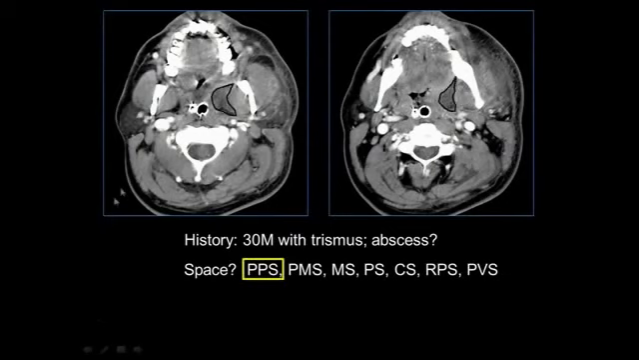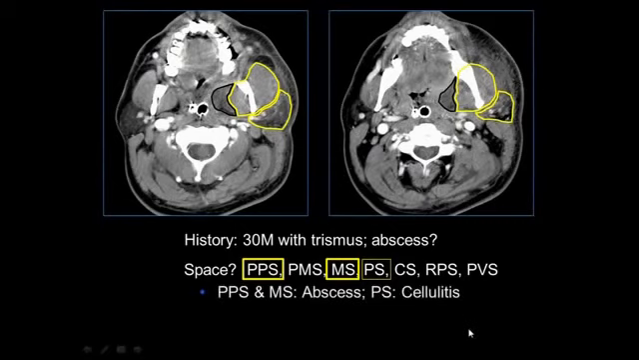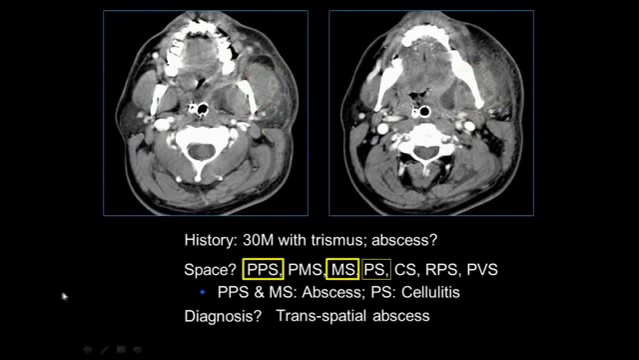I can see involvement in the peripharyngeal space, and that's fluid, so that's frank abscess. I can also see involvement of the masticator space, and there is some pus also inside that fascia. So that's abscess and phlegmon. And then finally, the parotid and superficial spaces have cellulitic changes. So my report then describes abscess in the peripharyngeal and masticator spaces, with cellulitis in the surrounding superficial and parotid spaces. And we know this is then a transspatial or multiple contiguous space abscess.